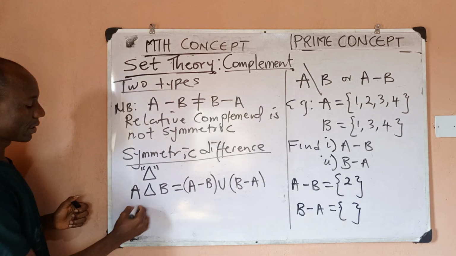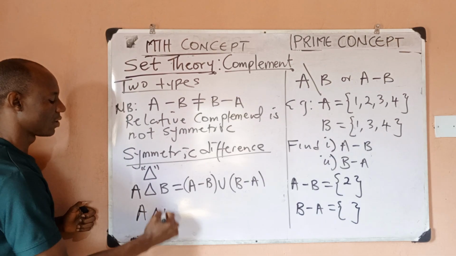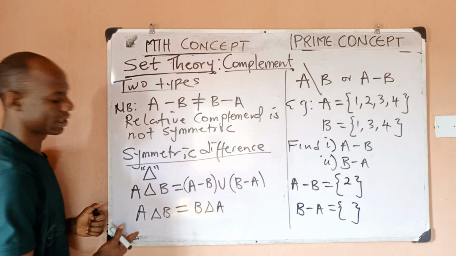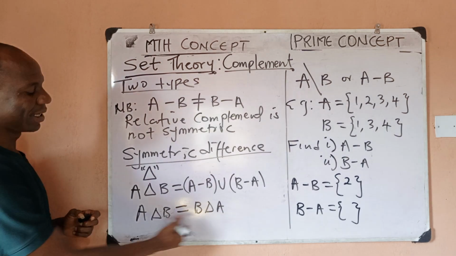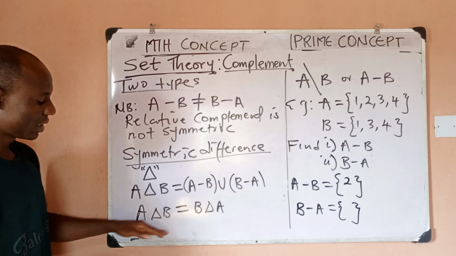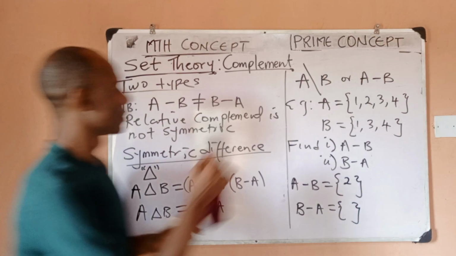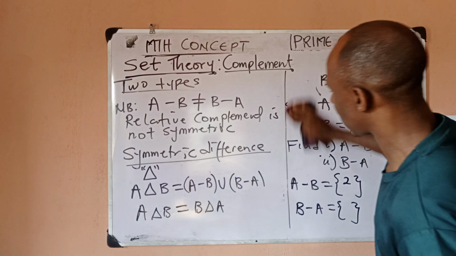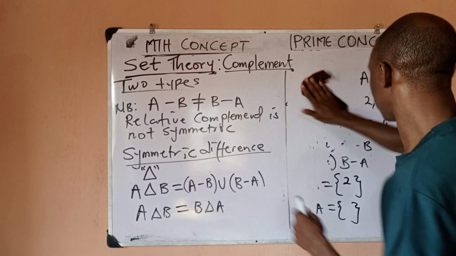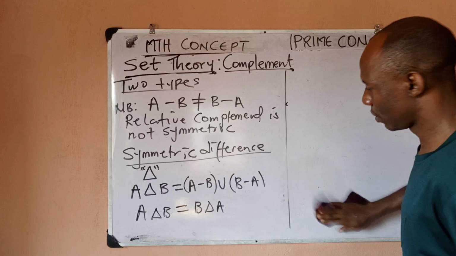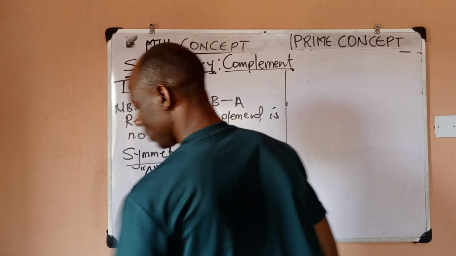What it means is that if A difference B gives us the same result as B difference A, then it means that it is symmetric. So we're going to see an example.